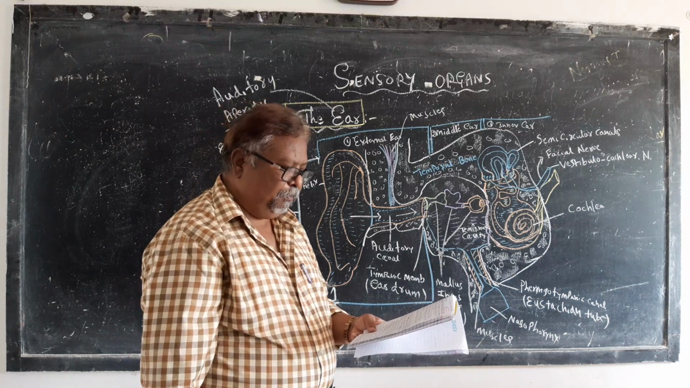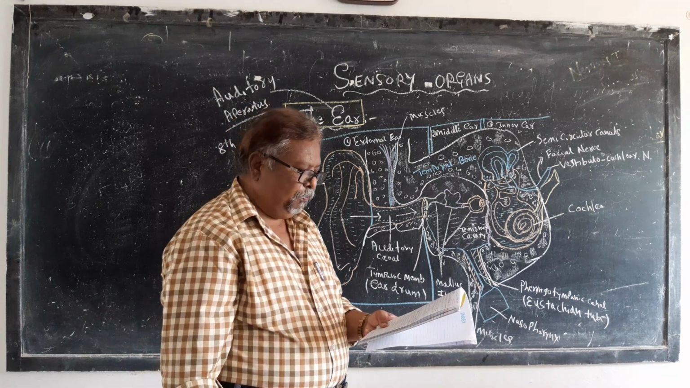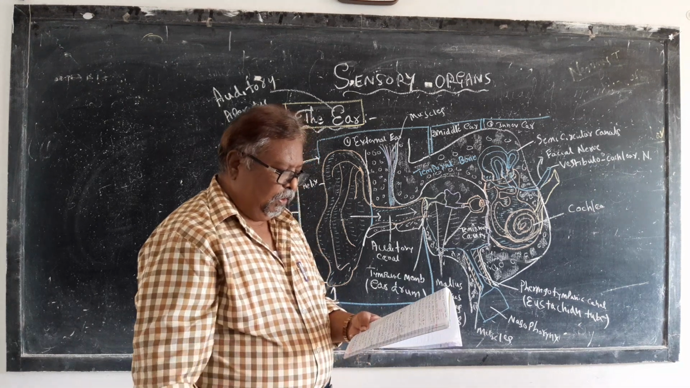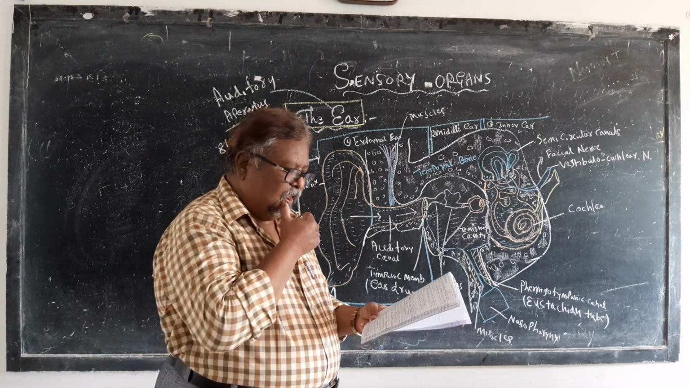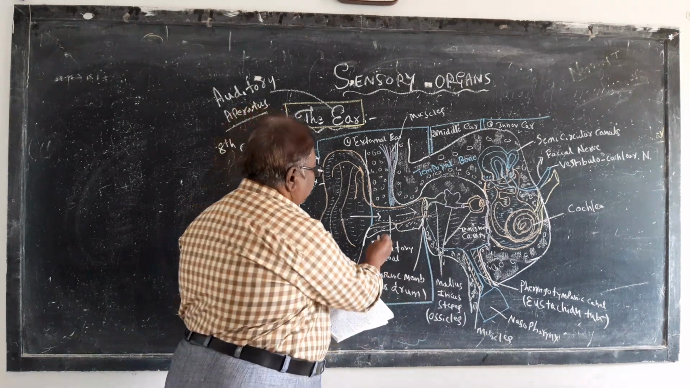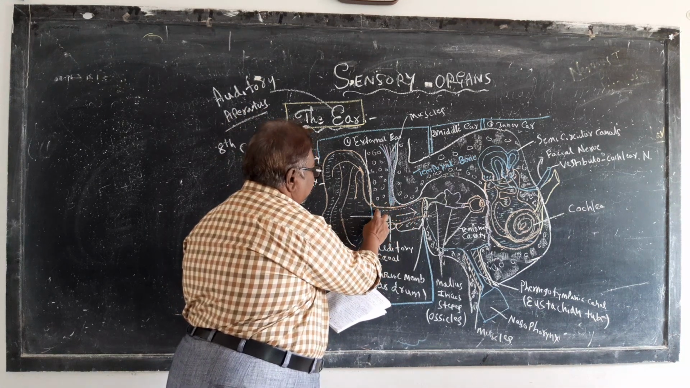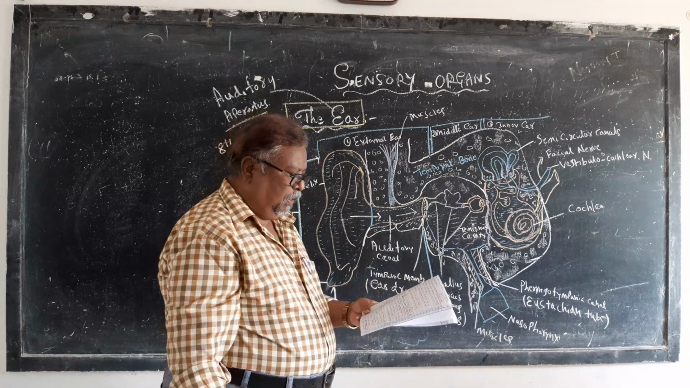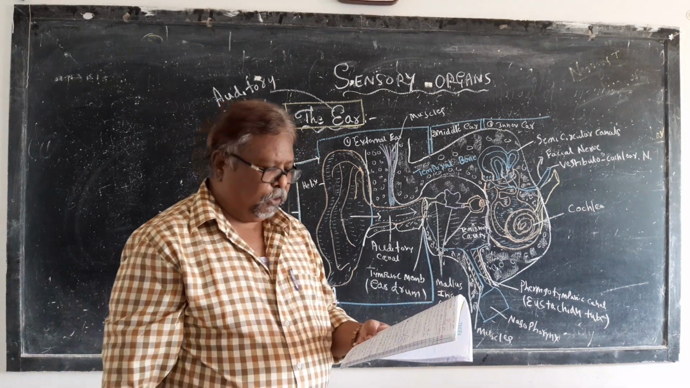It is also called the external acoustic meatus. It is a slightly S-type tube about 2.5 centimeters long, extending from the auricle to the tympanic membrane, that is the eardrum. The anterior one-third is embedded in cartilage. This is all cartilage here. The anterior one-third is embedded in the cartilage and the posterior two-thirds is within the temporal bone.